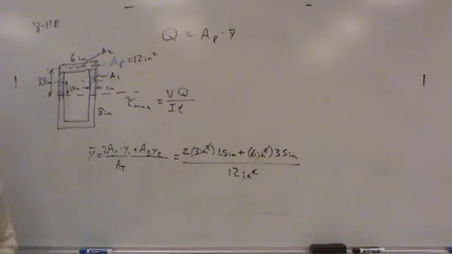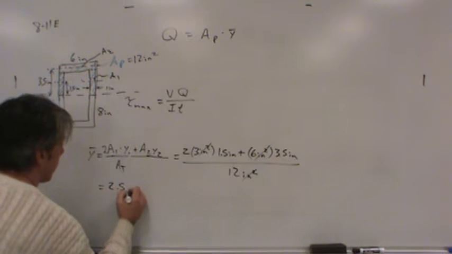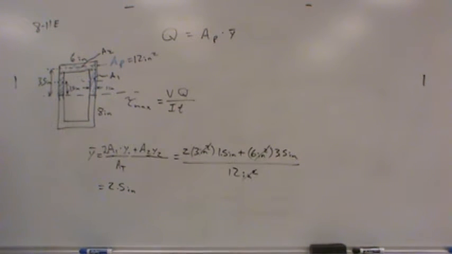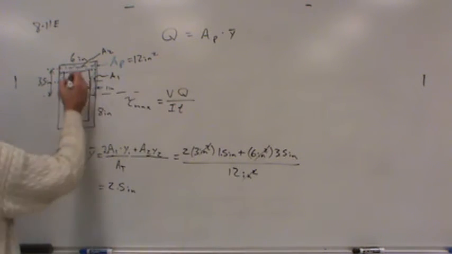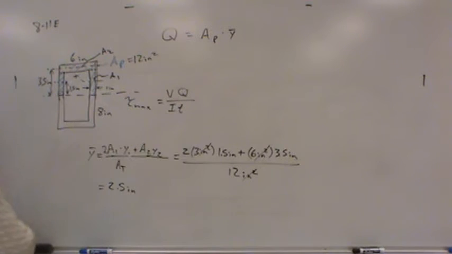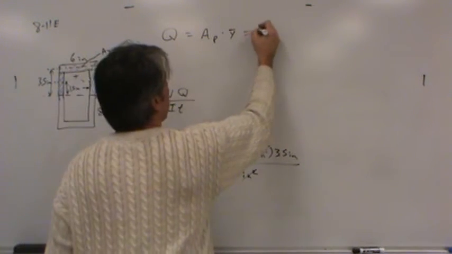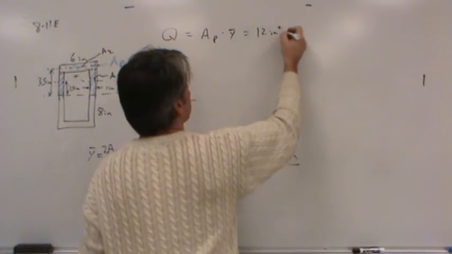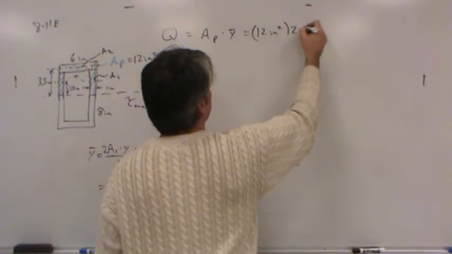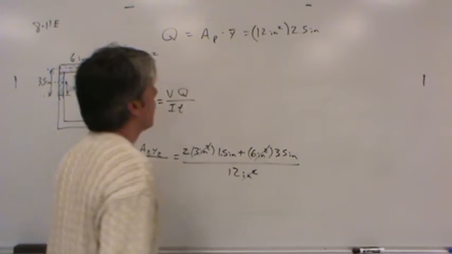How much is it? 2.5. Everyone agree with that? I do. Okay, thanks. All right, so 2.5 inches is where the centroid of that area is located. So do you see how that's going to be y bar? Let me just put a mark up there. It's supposed to represent the 2.5 inches. Okay, so now 12 square inches multiplied by 2.5 inches is what we need.